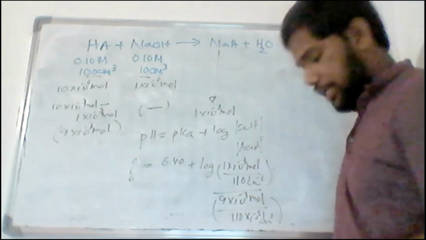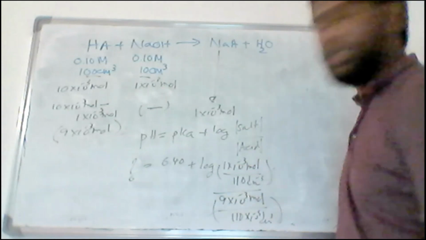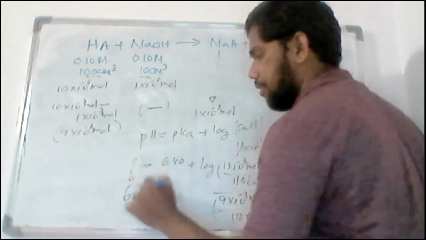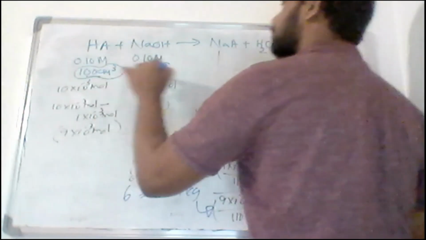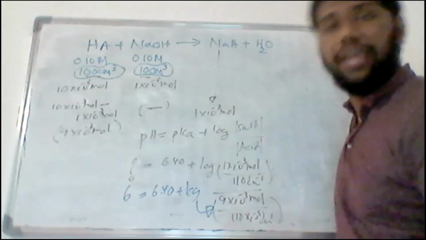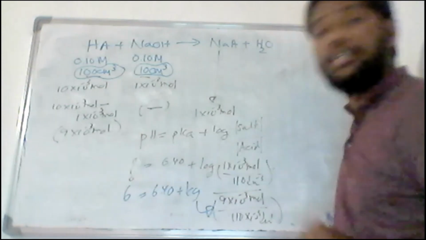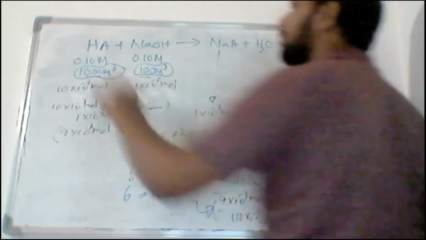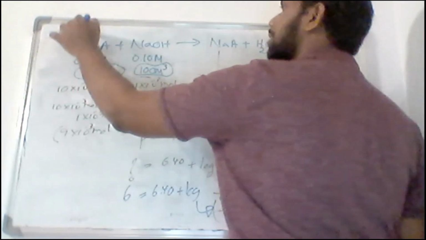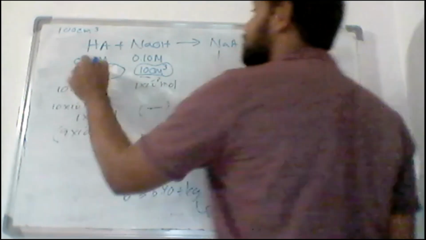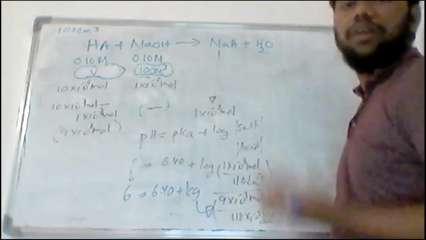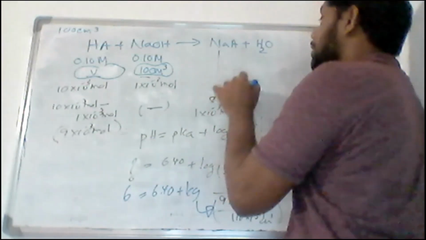Okay. But if we want to make a solution of pH 6 by using the same equation, we can change this volume in order to make the same pH 6 solution. For an example, if I take my total volume of the system to be 100 cubic centimeter, the volume of HA that is going to be present is V. Then my salt volume will be 100 minus V.